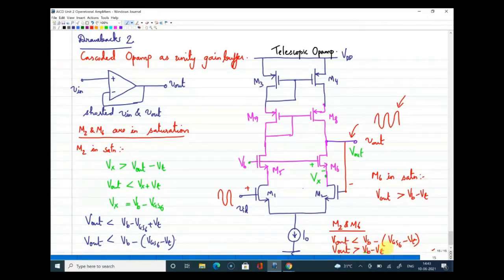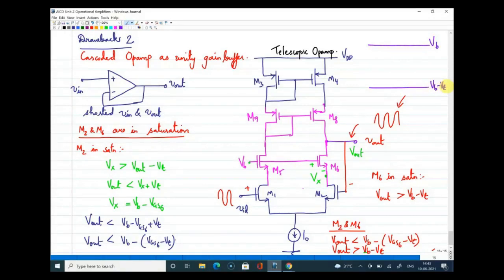What is the meaning of this? The meaning is, in order to ensure the saturation condition for M2 and M6, your Vout should be within this range. How will I understand about this range? Let me talk about this range a little more here. Say this is your Vb voltage, and let me mark this point as Vb minus Vt.